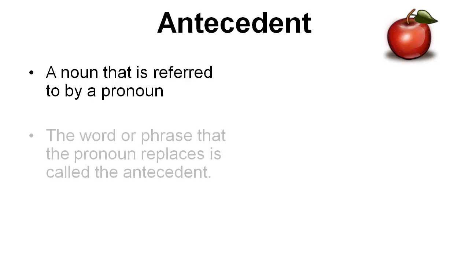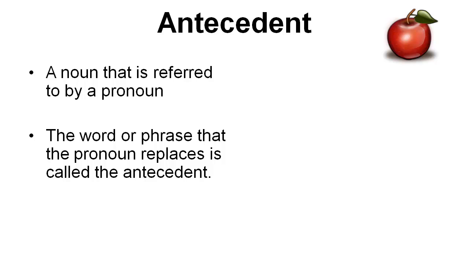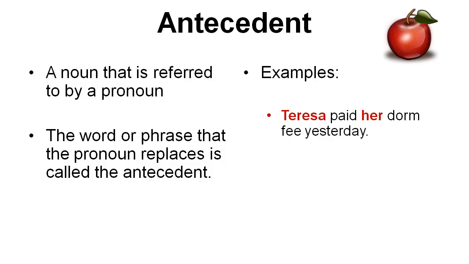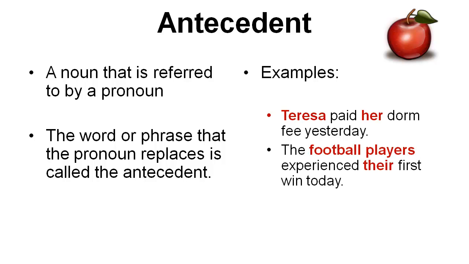Antecedent, a noun that is referred to by a pronoun. Okay, let's break that down. The word or phrase that the pronoun replaces is called the antecedent. For example, Teresa paid her dorm fee yesterday. Her is the pronoun that refers to Teresa, right? So Teresa is the antecedent.